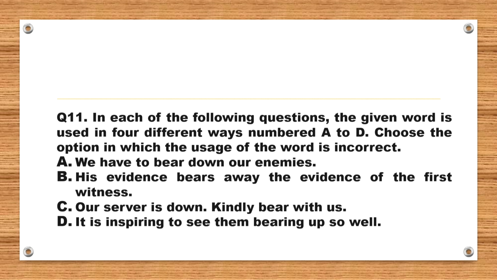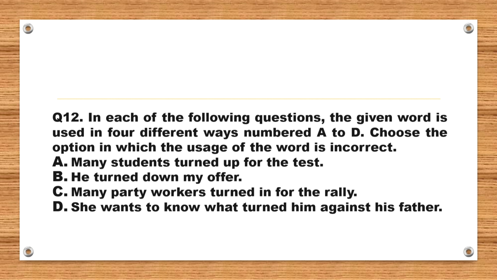So, the error is in option B. The phrasal verb bear away means to win. So, hence its use is inappropriate over here. Replace it with bears out. It means to confirm or to support someone's statement, claim, etc. Therefore, his evidence bears out the evidence of the first witness. So, is it clear? Now, moving on, solve this. Again, in this 4 different ways are given, A to D.